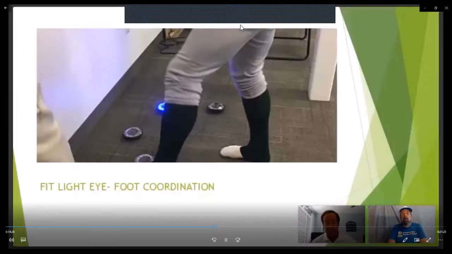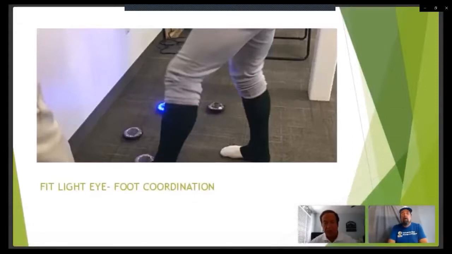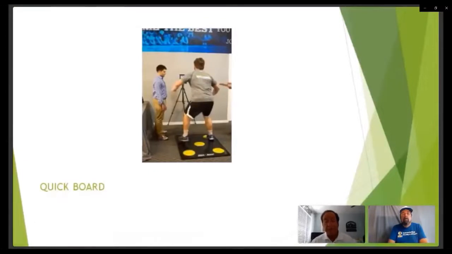Here you see it in the form of just putting them on the floor. In this case, we want them to react to these lights as they light up by just waving their foot across it. So again, we're measuring eye-to-foot speed. This is something called the Quick Board, which does a lot of different visual, motor, eye-to-foot training drills. One of them has to do with how well you can sequence with your feet as you move from point A to point B, and how quick your feet are and how quickly your eyes tell your feet what to do. So that's Quick Board.